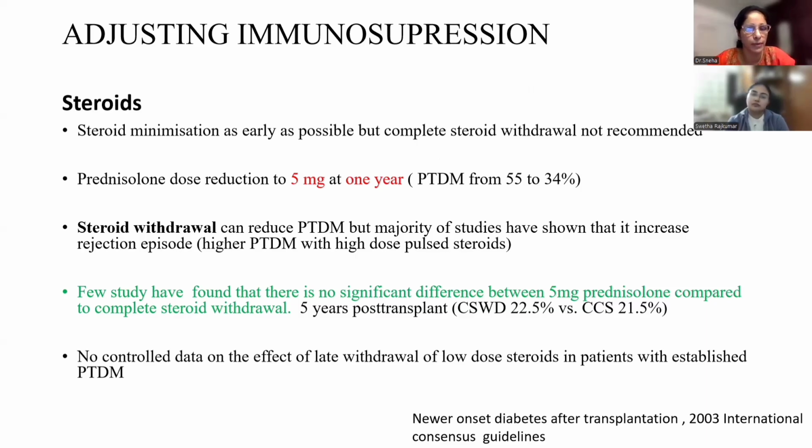We know that once the patient goes into rejection, we will be using high dose pulse steroids, and there is a higher chance of further PTDM. Few studies have found no significant difference between 5 mg prednisolone and complete steroid withdrawal. They have seen the 5-year post-transplant PTDM incidence is equal in both groups. Also, there is no control data on the effect of late withdrawal of low-dose steroids in patients with established PTDM. So we should weigh the risk of rejection if we withdraw the low-dose steroids. Next.